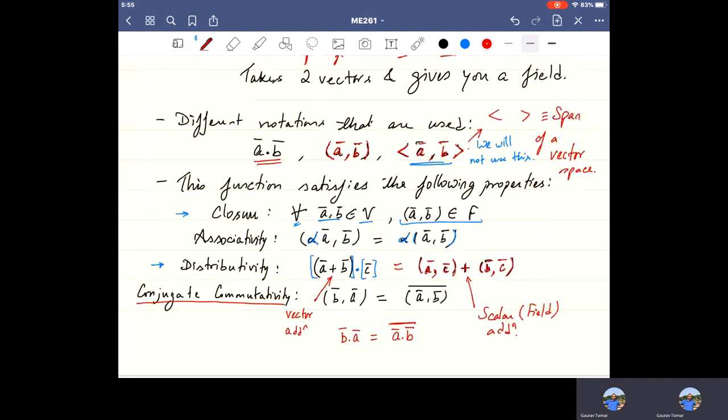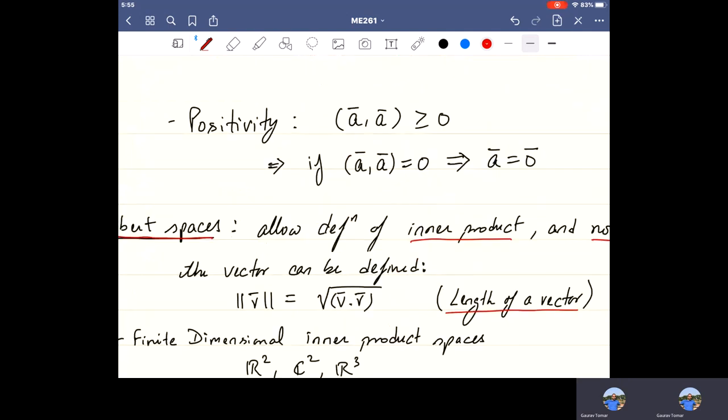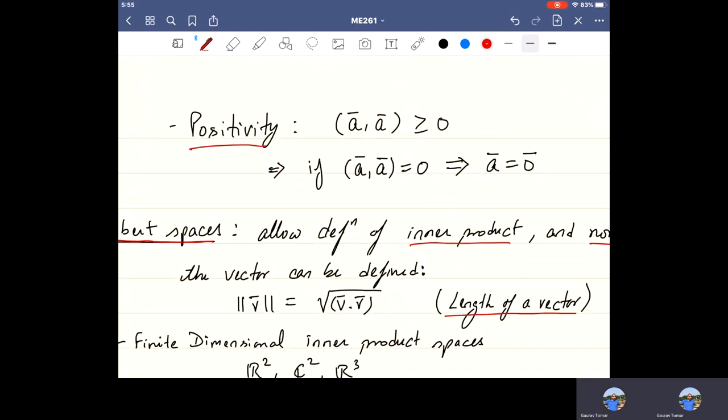Now, there's an additional property that comes out. I think this is the last property, which is called positivity. So if you take the same vector from the vector space, A dot A has to be greater than or equal to 0. Okay. This cannot be less than 0. This is always positive. So that is one of the key things that an inner product space requires.